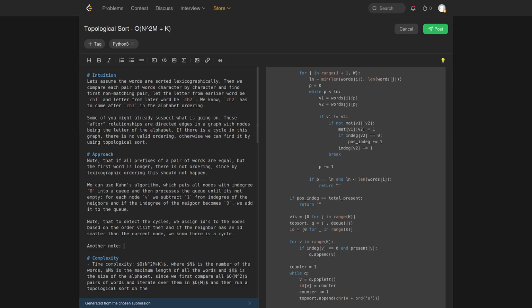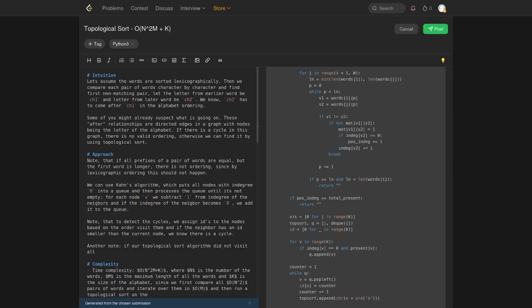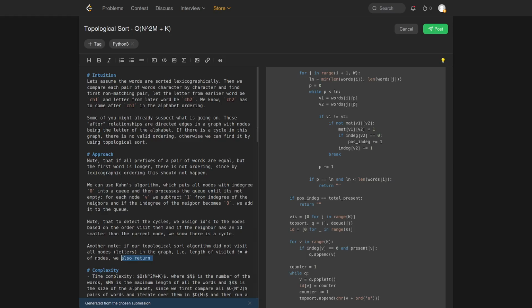Another note. If our topological sort algorithm did not visit all letters present in the graph, i.e. the length of visited doesn't equal the number of nodes, we also return that we know there is a cycle, since each node inside of it has a positive in degree, so we never visit it.